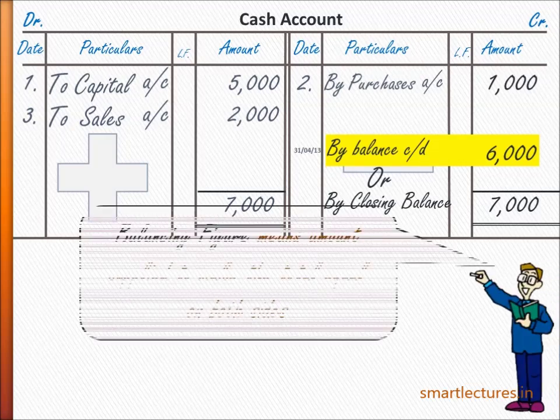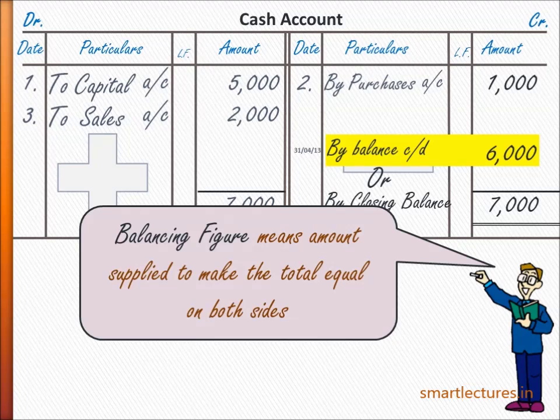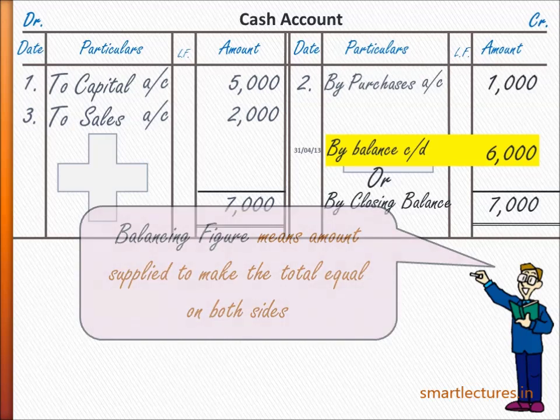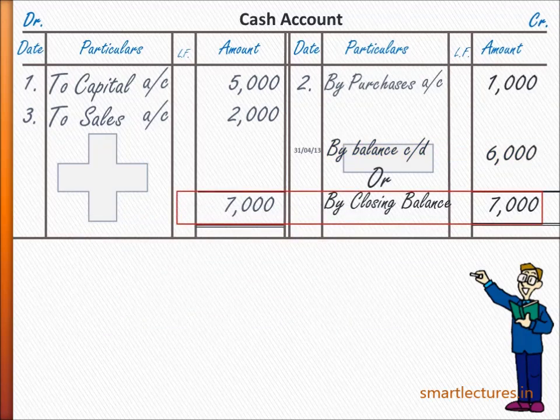What is the meaning of balancing figure? Balancing figure means the figure or the amount you supply from your own side to make the totals equal on both sides. So we have supplied rupees 6000 to the credit side so that the total on both sides can be equal, and that total is rupees 7000.